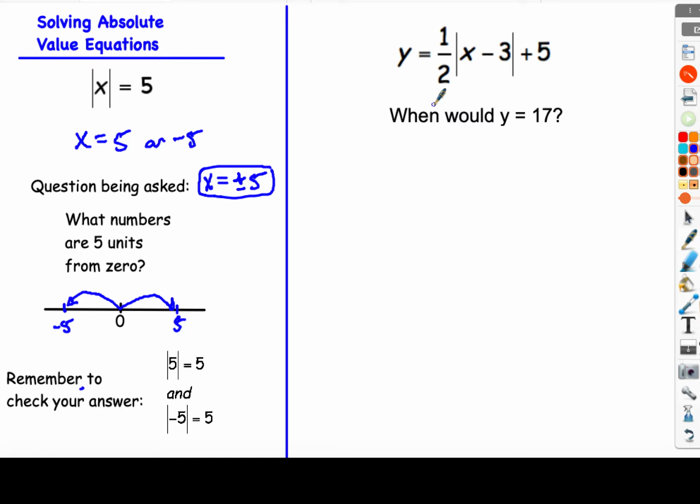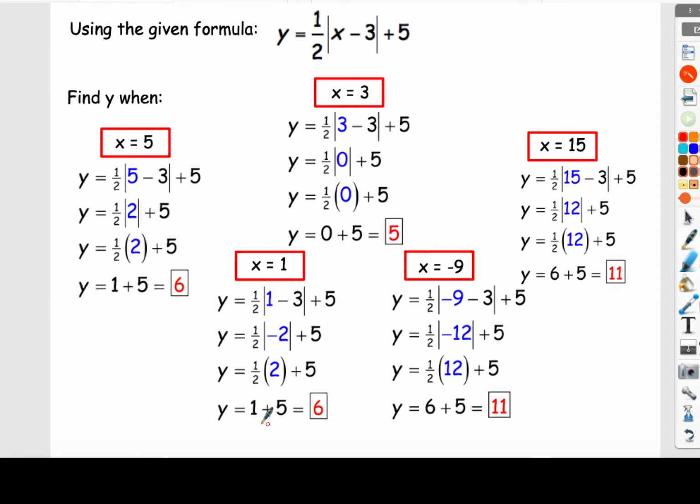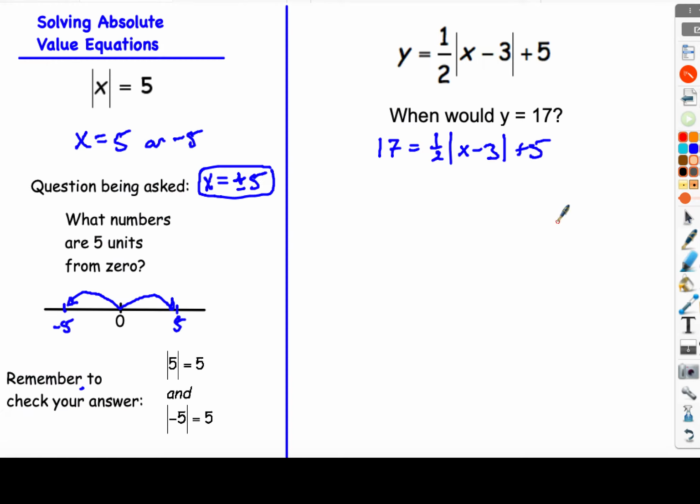So let's try this one over here at the right side. 17 then would be equal to 1/2 the absolute value of x minus 3, plus 5. We knew what y was, so we're just going to plug in for y in our equation. Now remember, on the previous screen, the last two things happening were always this plus 5, that was the last step. And right before that was cutting that number in half. It was half of 0 or half of 12. So again, those will be the first two things we get rid of when we're solving. They were the last things happening, they're going to be the first things to go.